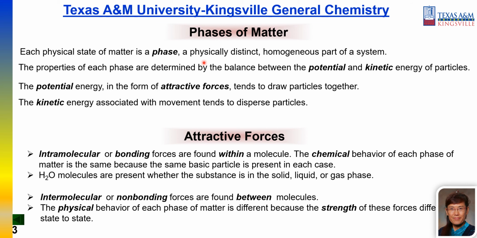As we mentioned from a previous study, we already know you have 3 different phases. The phase of matter is normally related to its physical state. So these physical states of matter, you call a phase, a physically distinct, homogeneous part of a system. The property of each phase can be determined by the balance between the potential and kinetic energy of the particles which compose that matter.